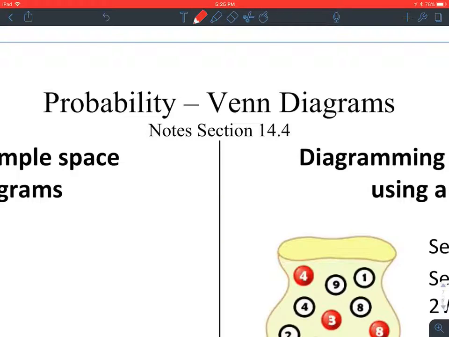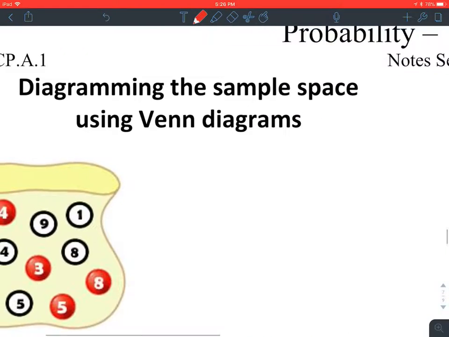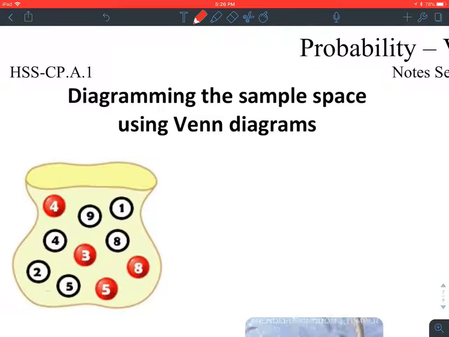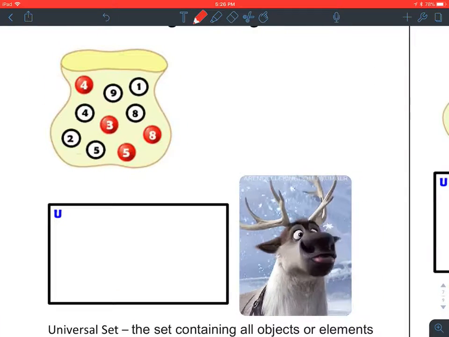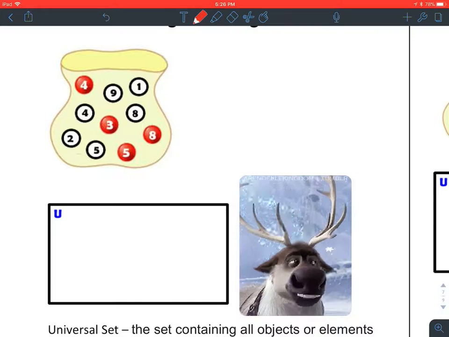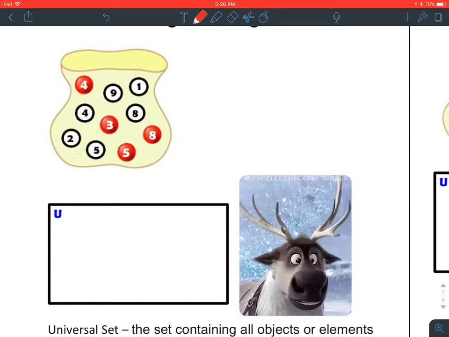Section 14.4 is probability Venn diagrams. That's right, you heard me, Venn. Diagramming the sample space using Venn diagrams. You remember Venn, don't you? Adorable little moose from Frozen.